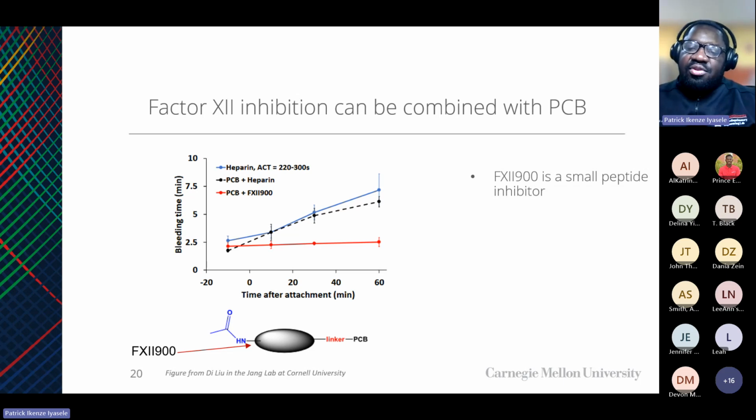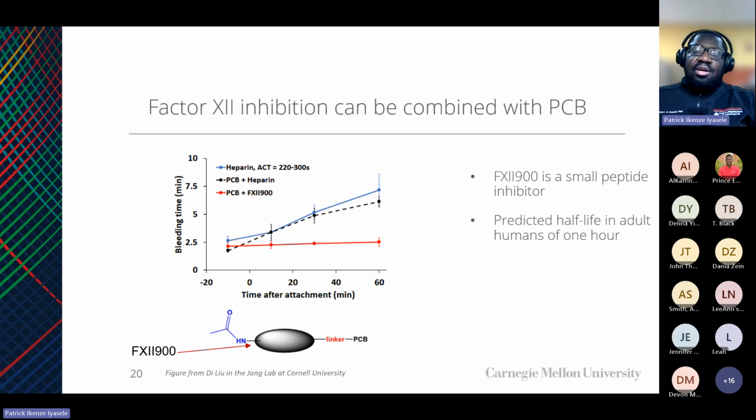The main issue with factor 12-900 is its short half-life, which is predicted to be 1 hour in humans. This would require that it be given intravenously in a continuous infusion to maintain the anticoagulant effect, making it unsuitable for the goal of making ECMO usable at home.